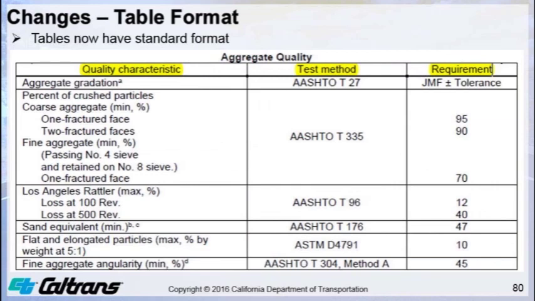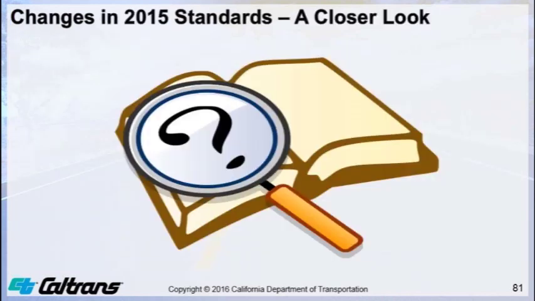Another standardized table format for quality assurance specifications is a table for department acceptance. The table format that will be used for department acceptance will always be: the first column will show the quality characteristic, the second column will show the test method that is to be used, and the third column will show the requirement. This same table format will be used in the materials sections of the specifications and will include both the quality control and department acceptance quality characteristics and requirements. Now let's take a closer look at the section changes.